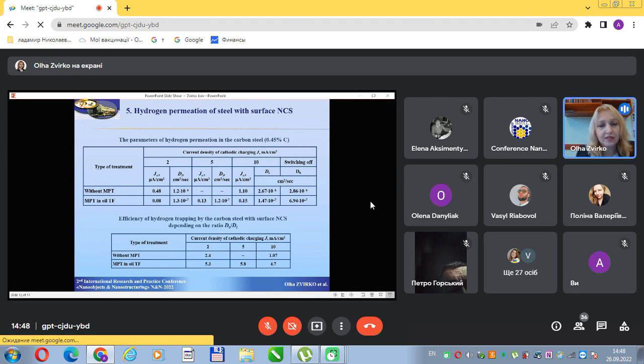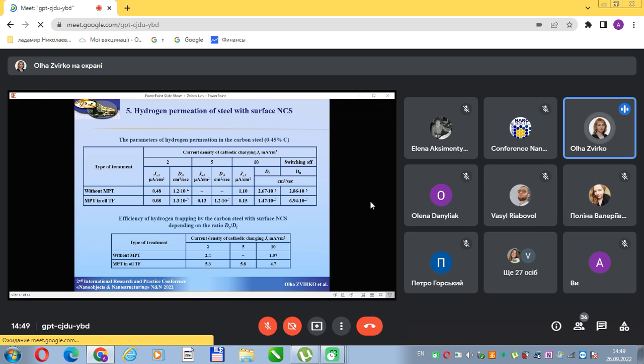The surface nanostructured layer formed by a mechanical pulse treatment method on carbon steel is characterized by a significantly lower hydrogen permeation and at the same time by significantly, several times, higher efficiency of hydrogen trapping. This can be explained by a generation of a large number of defects in the nanostructures under treatment, and these defects are traps for hydrogen. Therefore, the surface nanostructured layer serves as a barrier for hydrogen penetration into the bulk of the material.